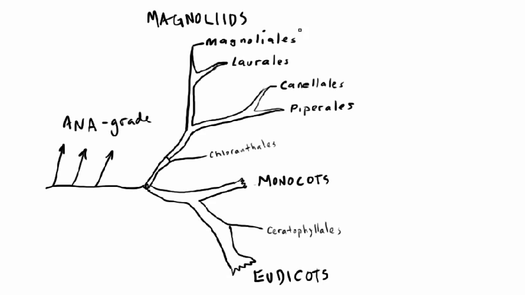And starting with the Magnoliales, this is the order that contains different families. Remember, family is the next lower rank below that of order. So within the Magnoliales, we have the Magnoliaceae, and the Annonaceae, and the Myristicaceae, as well as several other families that we're not going to name.